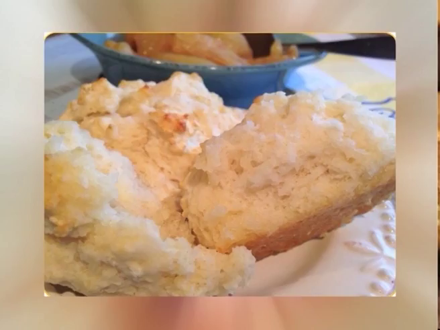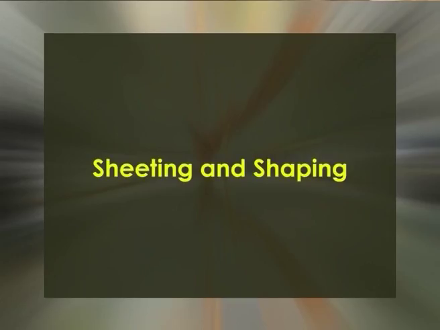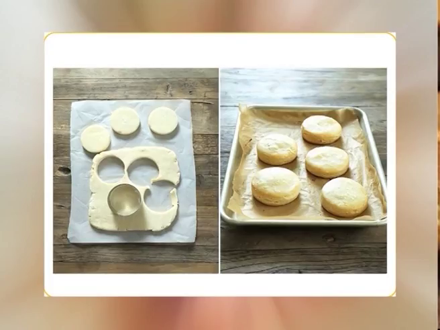Over kneading produces a compact, toughened product and under kneaded doughs give very tender biscuits, coarse in texture, small in volume and with a rough crust. Number 2. Sheeting and shaping. The dough is rolled into sheets of desired thickness by passing through pairs of rolls.